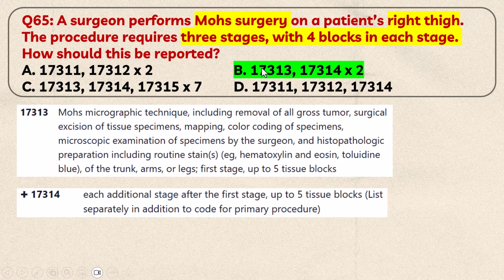So for the first stage you have to use this one, and for the additional stages you have to use the add-on code with multiplication. So there are altogether 3 stages. So for the first stage you have to use this one, and for the second and third stages you have to use this add-on code with multiplication. So the correct answer will be answer B.